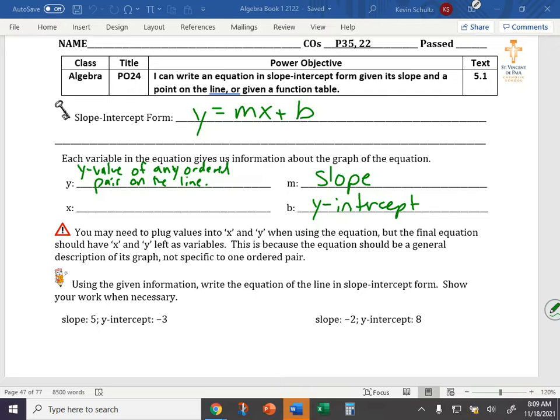And then the x variable is the same thing, only it's the x value of any ordered pair on the line. The y variable is the y value of any ordered pair on the line. The x variable is the x value of any ordered pair on the line. We haven't really used x and y too much yet. Today, though, we are going to be using slope-intercept form to its fullest potential. Not only will we care about the m and the b, but the x and the y as well.